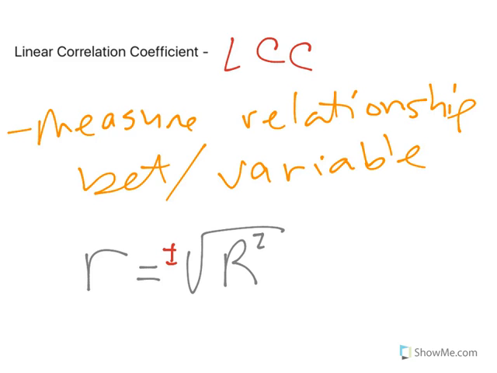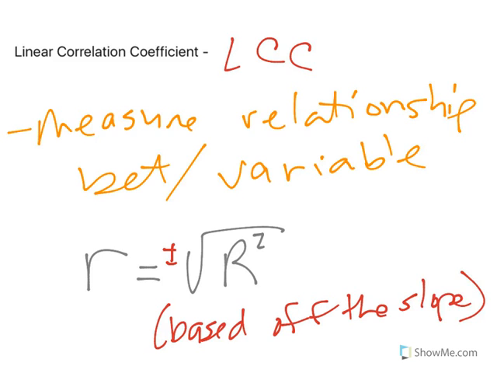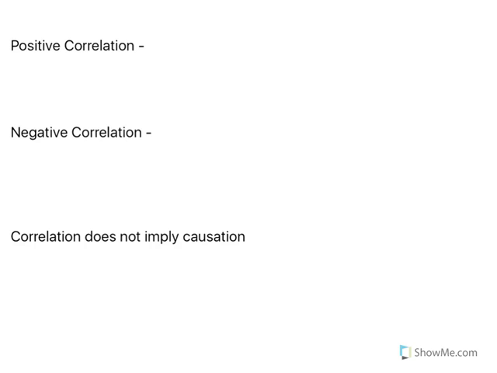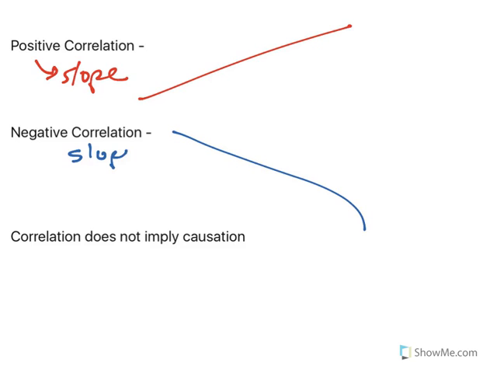But you have to determine if it's positive or negative, and it's based off the slope. So if the slope is positive, your linear correlation coefficient is positive. If your slope is negative, then your linear correlation coefficient is negative. So you want to make sure you're paying attention to that. Positive correlation, stuff's going to go up. So if you have a positive slope, you have a positive correlation. If you have a negative slope, then you have a negative correlation.